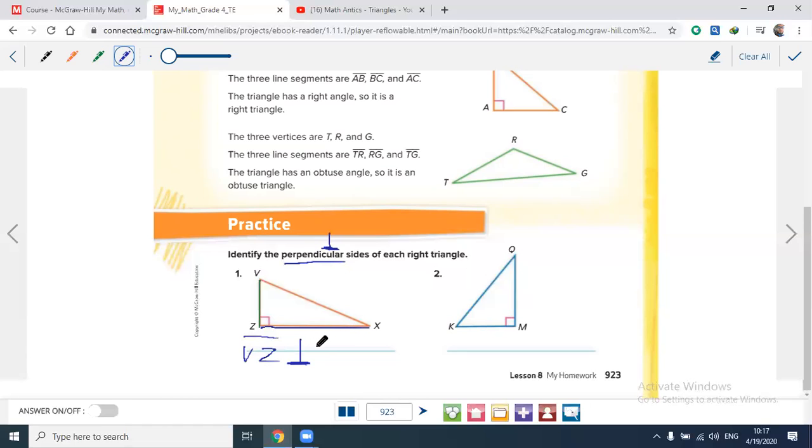ZX. So the two perpendicular lines are VZ perpendicular to ZX. Okay, who can tell me the lines here, the second one, number 2? What are the lines, Muhammad?